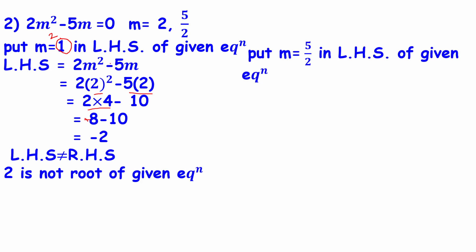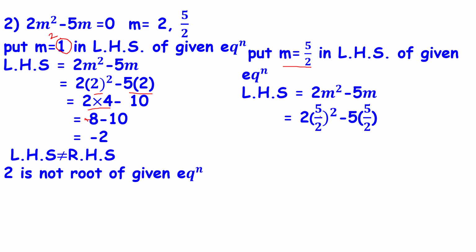Now we have to check whether m is equal to 5 upon 2 is a root of the given equation. Therefore put m is equal to 5 upon 2 in the LHS of the given equation. Here LHS is equal to 2m square minus 5m. Therefore 2 into (5 upon 2) square minus 5 into 5 upon 2. In the square of 5 upon 2, take the square of 5 and the square of 2 separately. That means 2 into the square of 5 is 25 upon the square of 2 is 4, minus 5 into 5 upon 2.